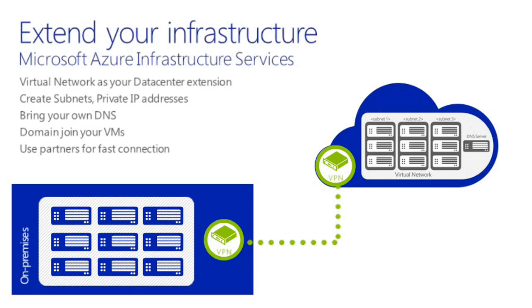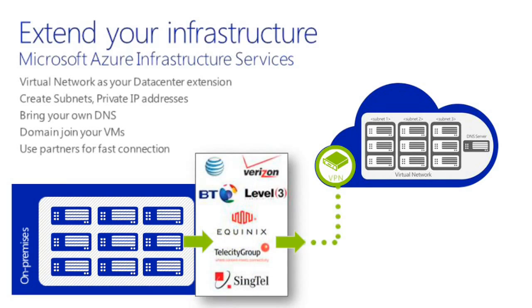Likewise, as mentioned, using ExpressRoute, you can go in and select one of these partners and have a very fast, very high throughput MPLS-based line, either going in and setting up shop at Equinix, or perhaps just hooking up with an already supported AT&T, Verizon, BT, Telecity Group, Singtel, Level 3 connection, and be able to plug in and go. And this allows that application to feel as if it's just a part of your on-premise environment. Very fast, very high throughput.